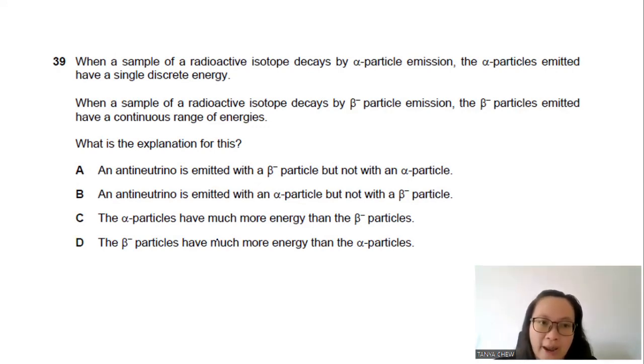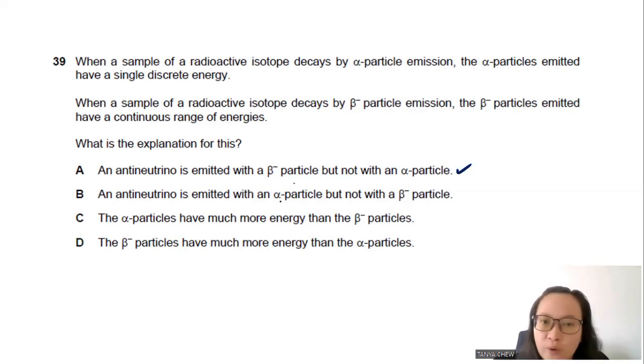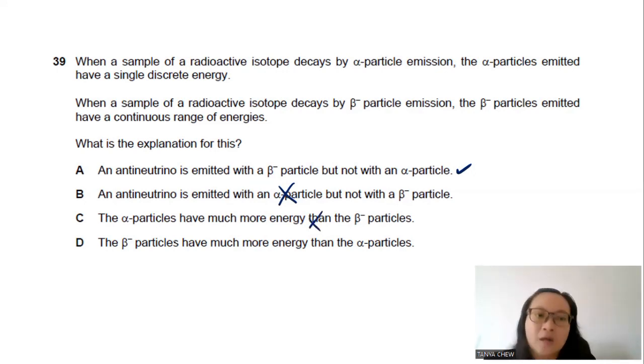An anti-neutrino is emitted with a beta-negative particle, but not with an alpha particle, which is true. B, an anti-neutrino is emitted with an alpha particle, never. C, the alpha particle has much more energy. That is also not true, not an explanation for that. D, the beta-negative particle has much more energy. No, you have a range of energies due to the anti-neutrino. So A is the answer.